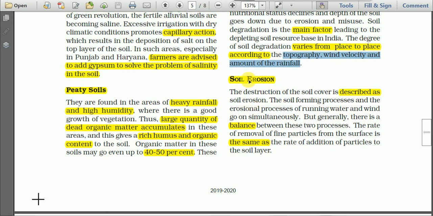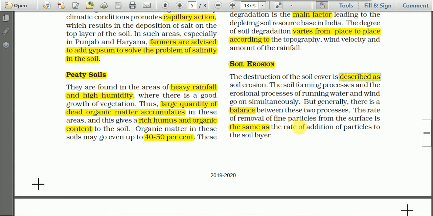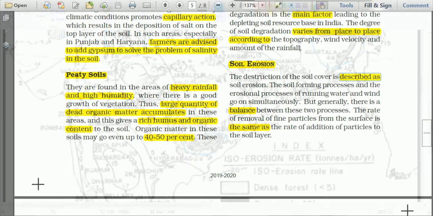Next we have soil erosion. About the meaning of soil erosion, the destruction of soil cover is described as soil erosion. Okay, the destruction of soil cover, the topmost layer of the crust. The soil forming processes and the erosion processes of running water and wind go on simultaneously. Okay, see, soil is formed as well as degraded simultaneously by various geomorphic agents.